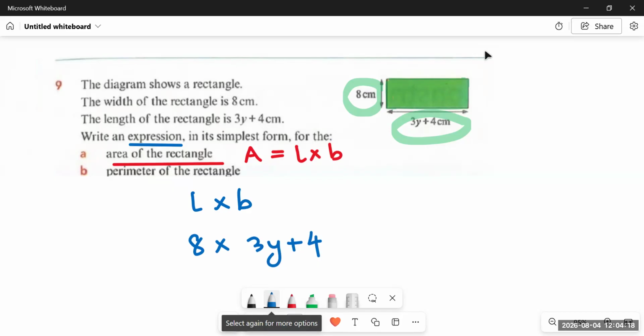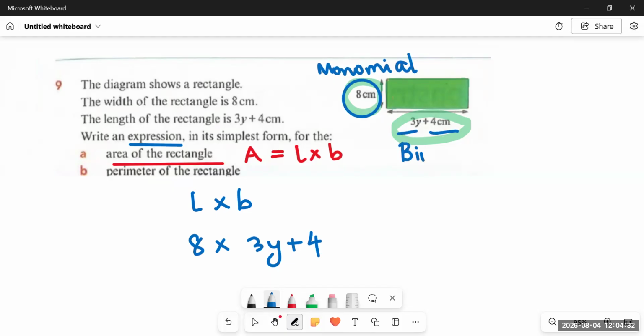If there is a single term in any expression, it is called a monomial. Okay? And if there are two terms that are separated by a plus sign, that is called a binomial. And we have already learned before that when we multiply a monomial with a binomial, we have to keep the binomial inside the bracket.